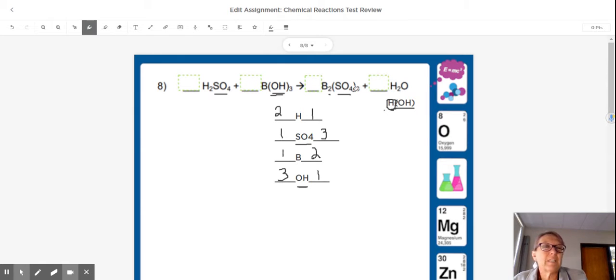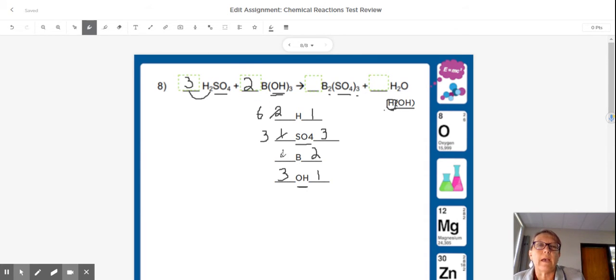So let's see if we can go through this and get it figured out. The first thing I'm going to do, I'm going to balance my sulfates just because they're big. All right, notice I've got 3 here. I've only got 1 over here. So if I put a coefficient of 3 out front, now I have 3 sulfate ions, excuse me. I also have, because this applies to everything, 6 hydrogen. Okay, let's look at boron. Is boron balanced? No, boron is not balanced. I've got 2 boron on this side. I have 1 on the reactant side. So let's put a 2 here.